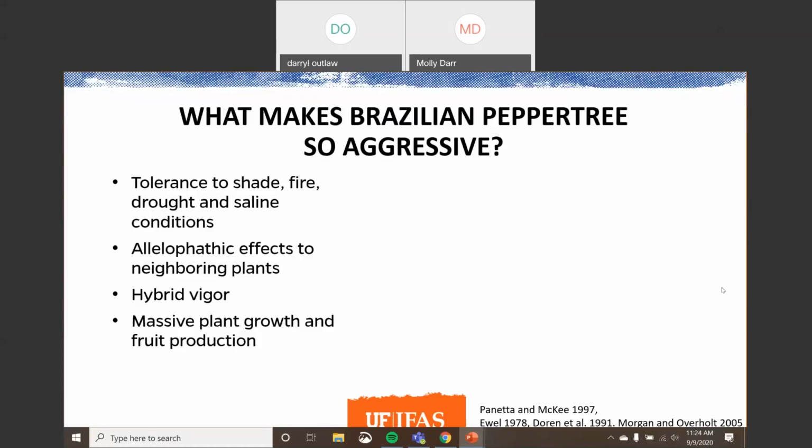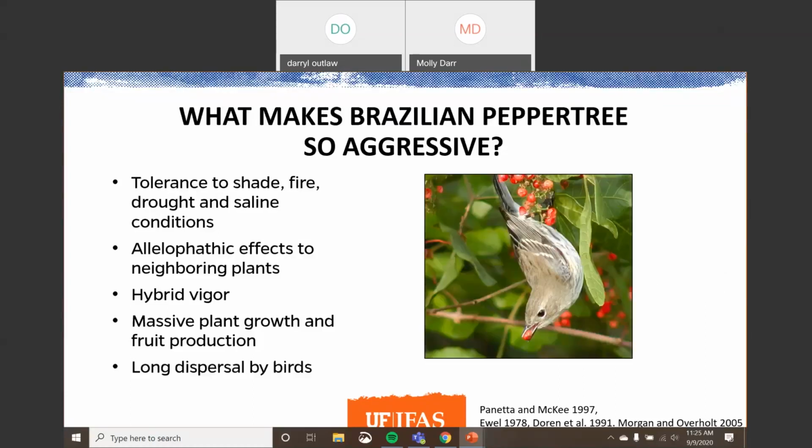All right, next. And with these bright red berries, they're dispersed by birds. So we have long distance dispersal by birds, which is definitely not something you want with an invasive plant species. Copious amounts of seeds are produced, and then the birds carry it everywhere. Okay, next.